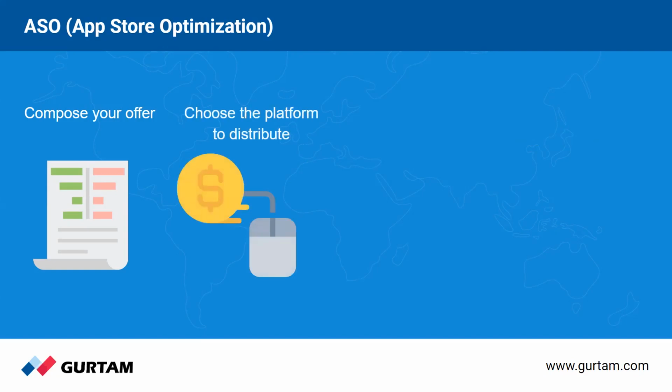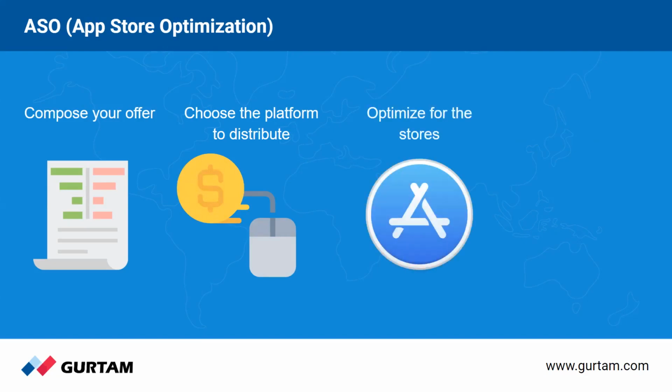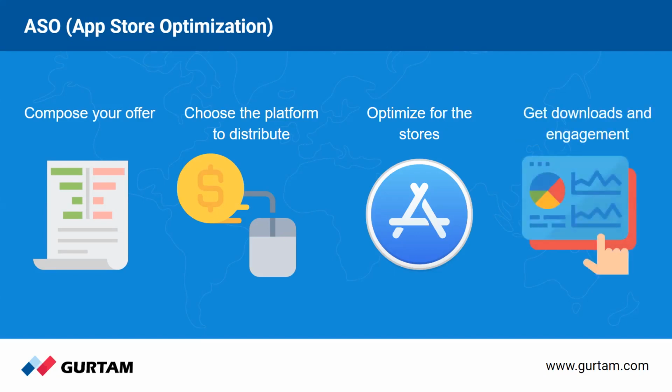Then you choose the platform to distribute: Google Play for Android, Windows Store for Windows devices, whatever. Then you optimize your app for these stores. Your app can be optimized through the descriptions of your app and through keyword search in the store, and when your app is well optimized, it gets pushed into top charts. As a result of ASO, you get downloads and user engagement inside the app, not on the website. That was it about ASO.